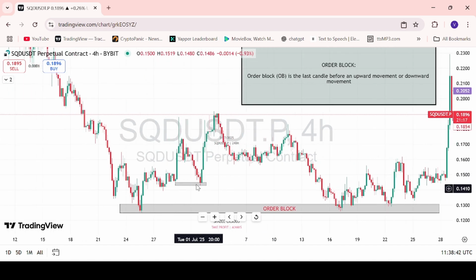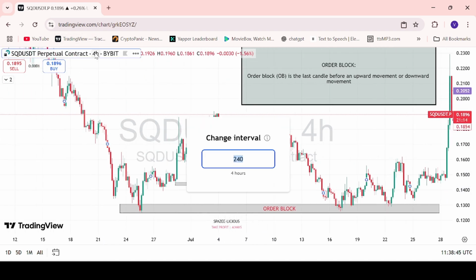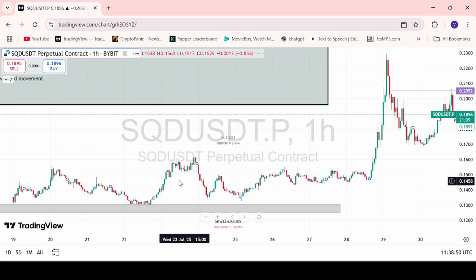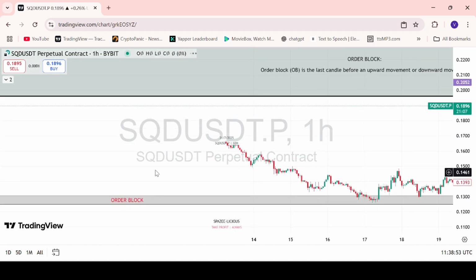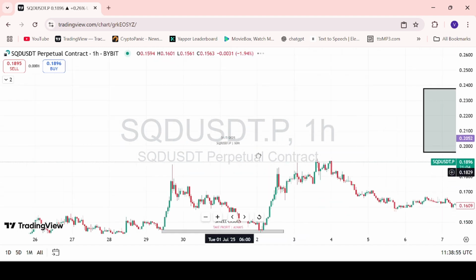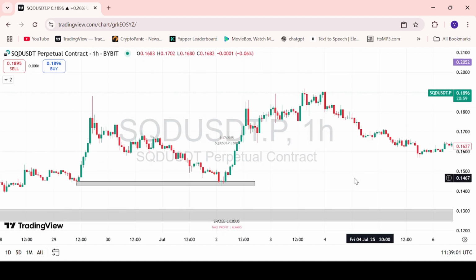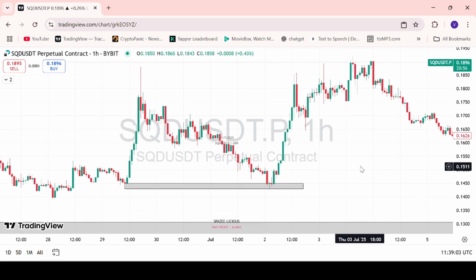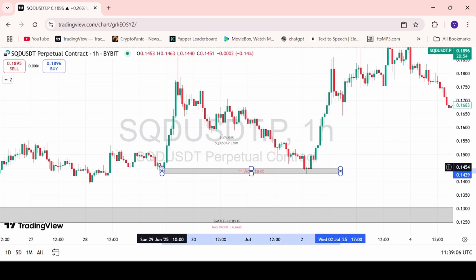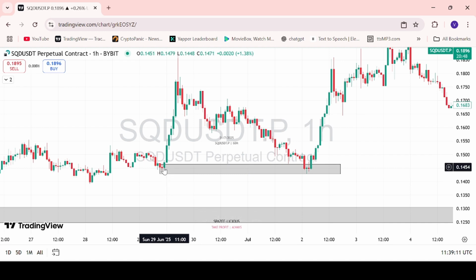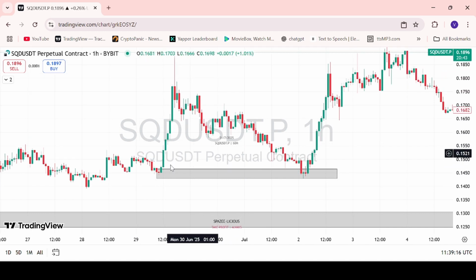This was also an order block, but let us check the 1 hour time frame to confirm. So you can see this right here was also an order block. It was the last candle before this movement, which also shows that the big banks came in here too before it took off.